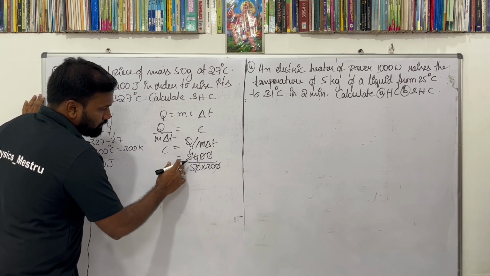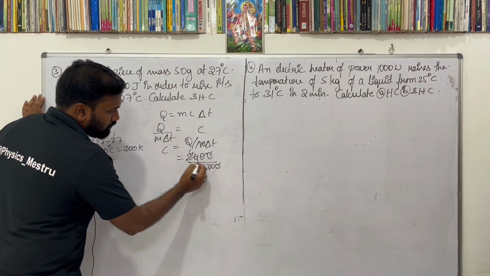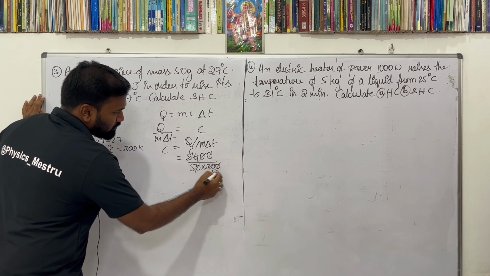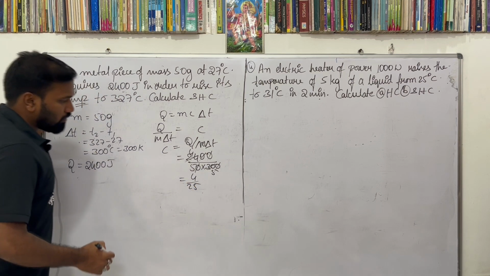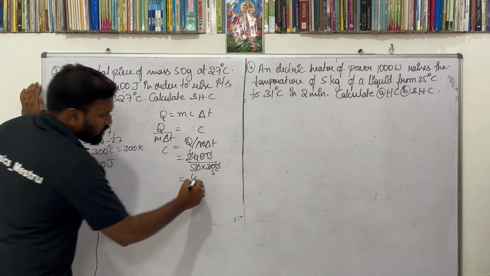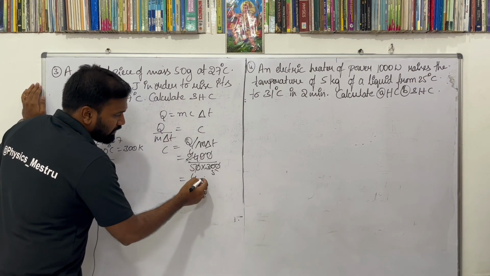6 4s are 24, 6 5s are 30, so what we will get? We will get 4 divided by 25. So 4 divided by 25 joules. Okay, so we can write in terms of what?